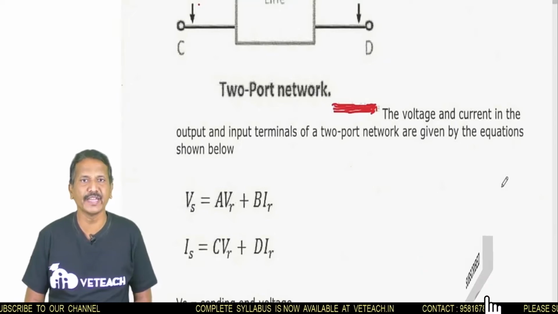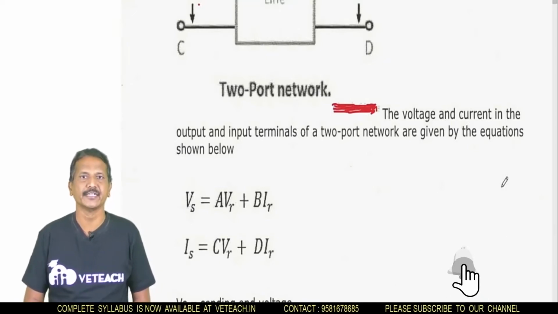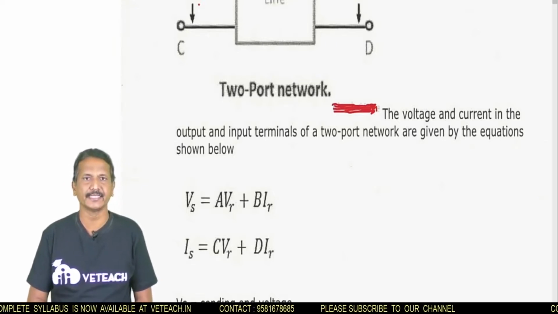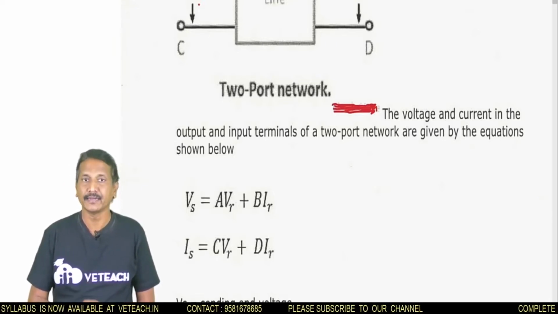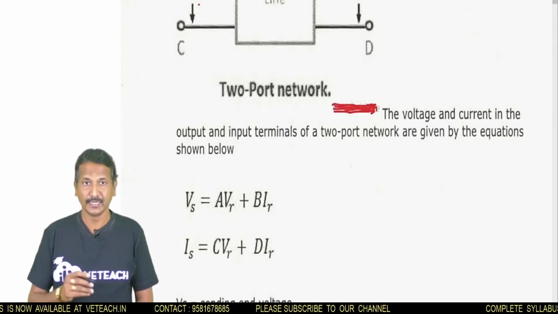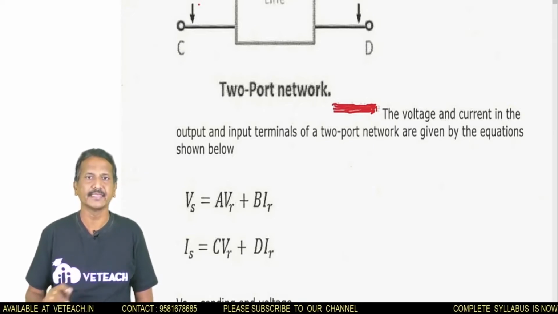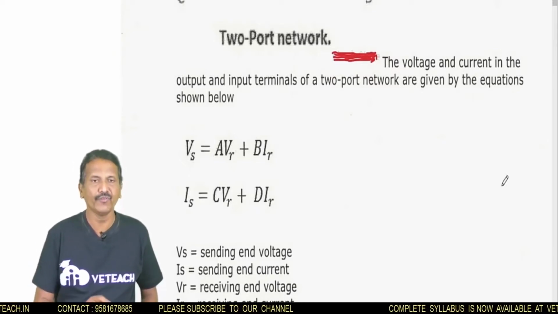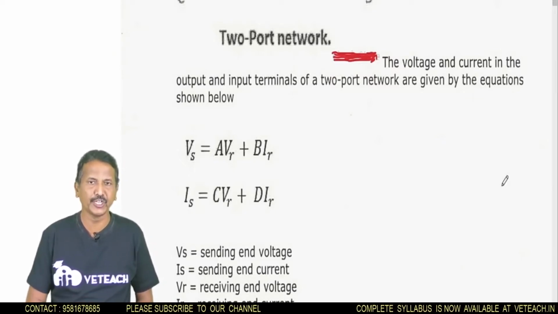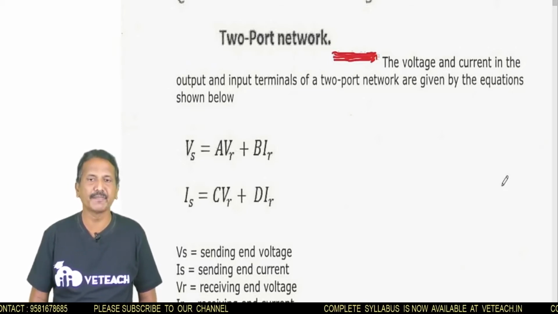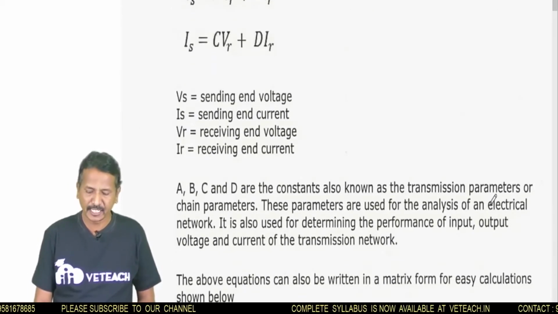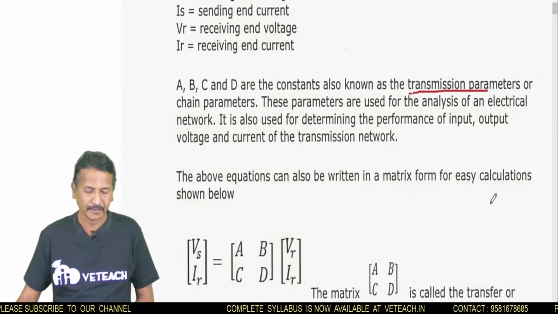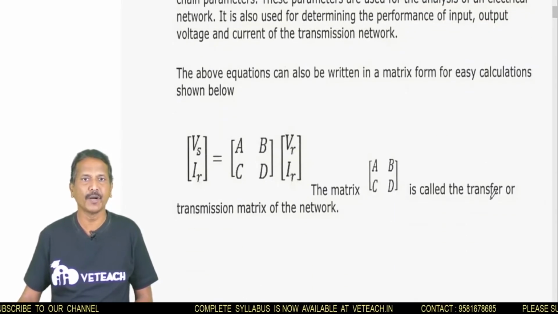So how many parameters are we finding here? ABCD, 4 different parameters. Here the dependent values are Vs as well as Is, and on the output side the independent ones are VR as well as IR. So the basic formulas for ABCD parameters are Vs is equal to A into VR plus B into IR, and Is is equal to C into VR plus D into IR. The other name of ABCD is transmission parameters.